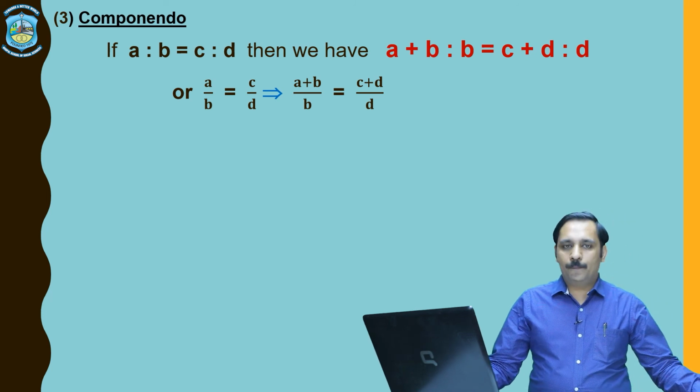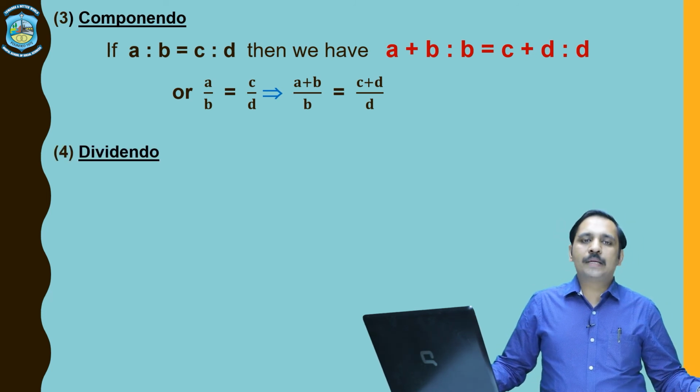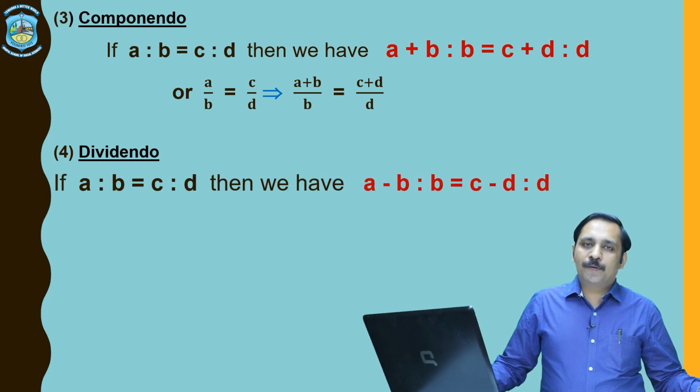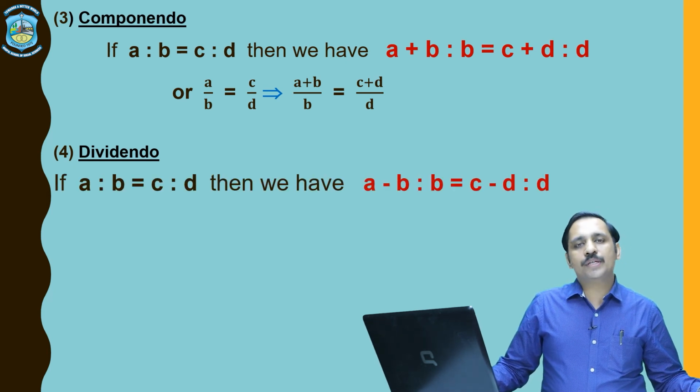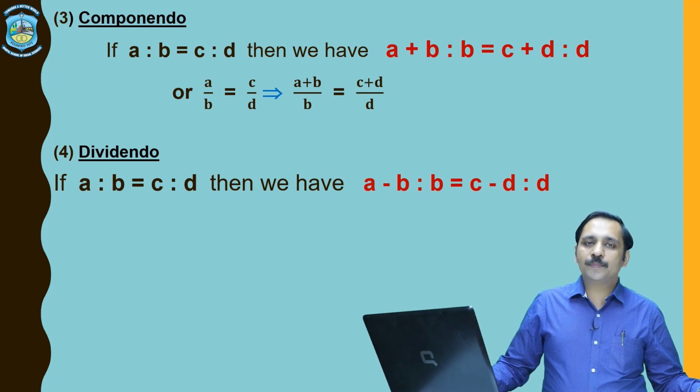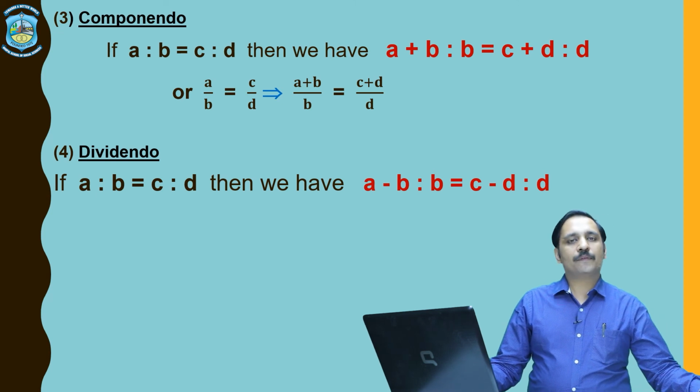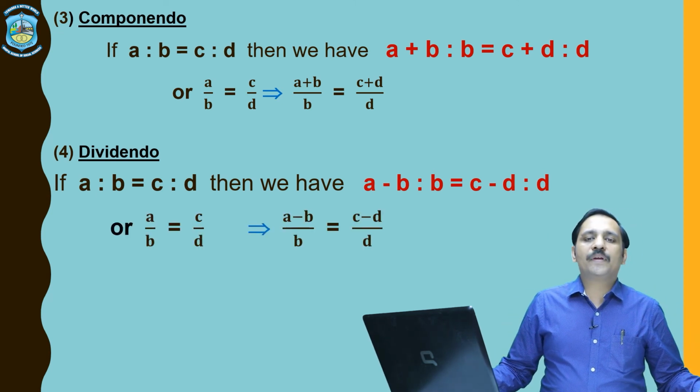This is componendo. The next rule is dividendo. Just like componendo, here we use subtraction. So we have a proportion A is to B is equal to C is to D, then we have A minus B is to B is equal to C minus D is to D. That is, in terms of fractions, if we have A upon B is equal to C upon D, then A minus B upon B is equal to C minus D upon D.